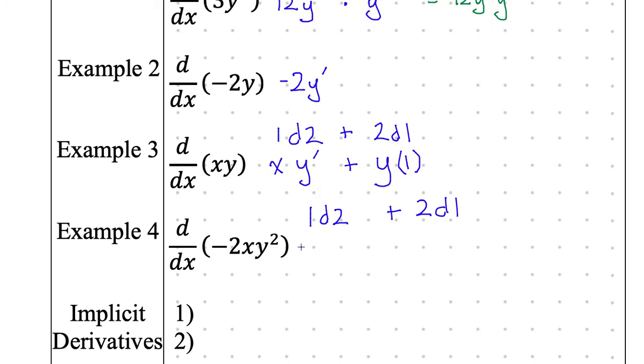All right, what is 1? Negative 2x. d2 is 2y, and don't forget your dinner, 2y y prime. Oh, that's weird. I'm going to pause here because that can be confusing. 2y was the doubter, y prime was the inner.